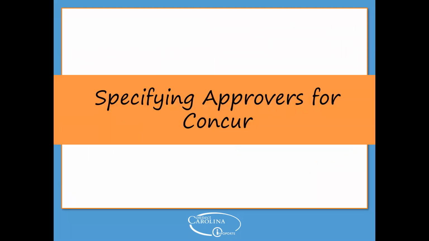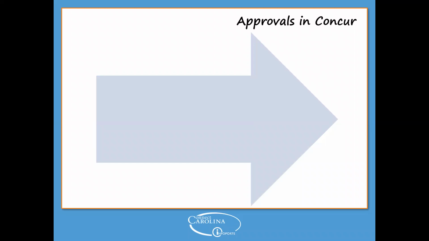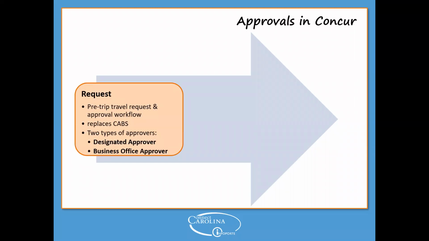So let's talk about the approvers that you're going to need in Concur and then how you specify them. So what's going to happen with Concur is that there's 2 sides of Concur that you're going to need to work in. There's a request side, so that's before the trip happens. So that's what's going to replace cabs right now. So that's getting your approval to travel. And on the request side, there's 2 types of approvers that will be set up in Concur. One is called a designated approver. The other one is a business office approver.